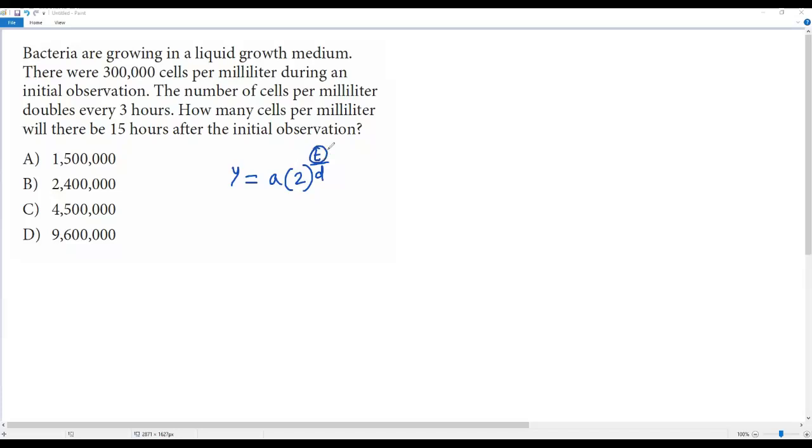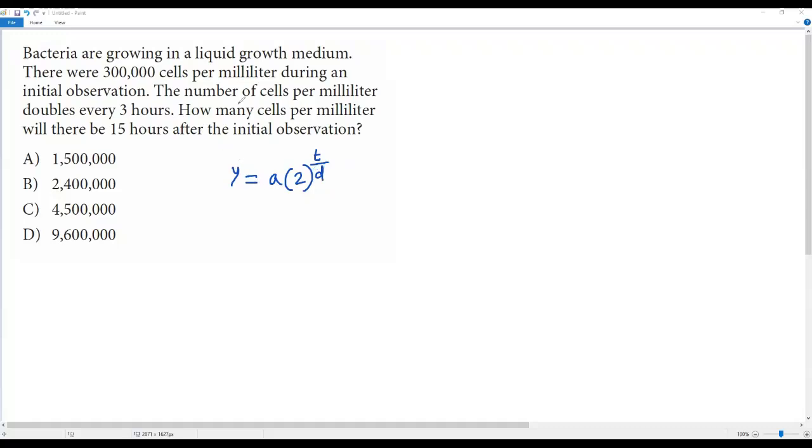When I plug in t is equal to 0, this part will completely become 0. 2 to the 0th power, this part will become 1. 1 times a is a. So the value of a in this case is 300,000. And 2, we use 2 as a growth factor because it's doubling every 3 hours. And here this d represents the doubling time.